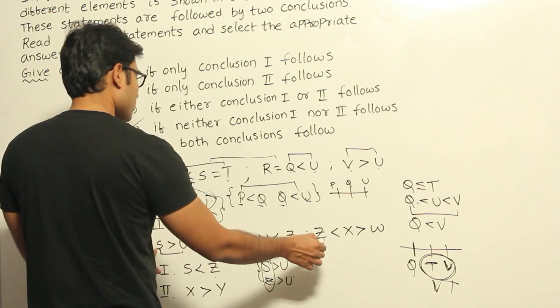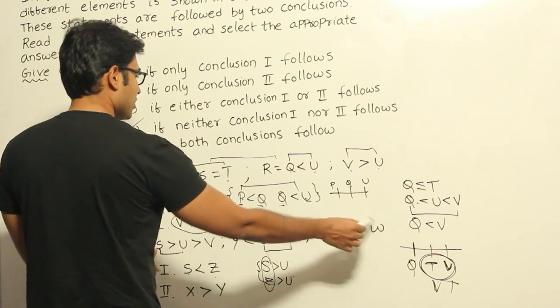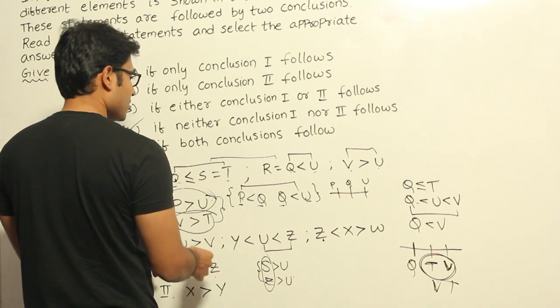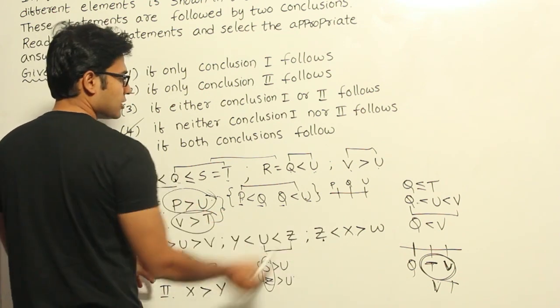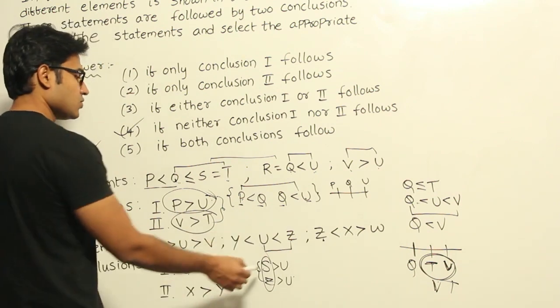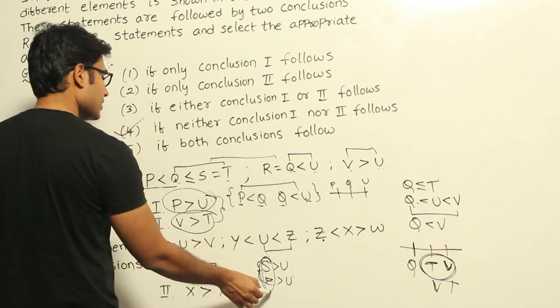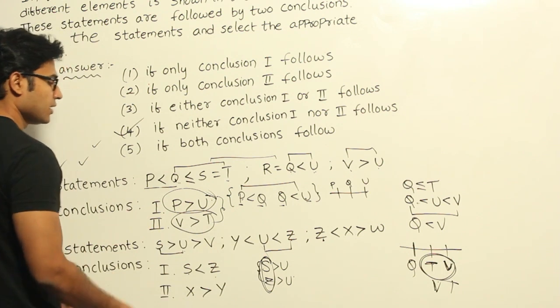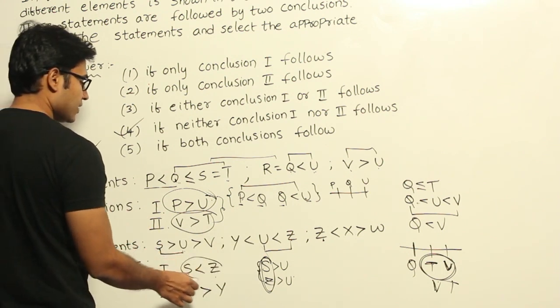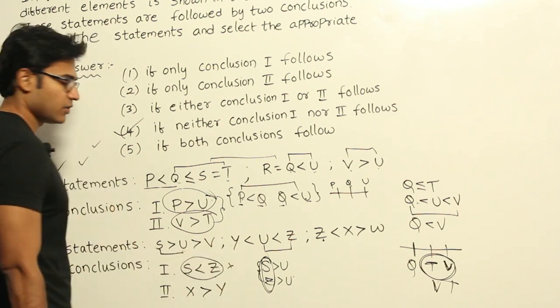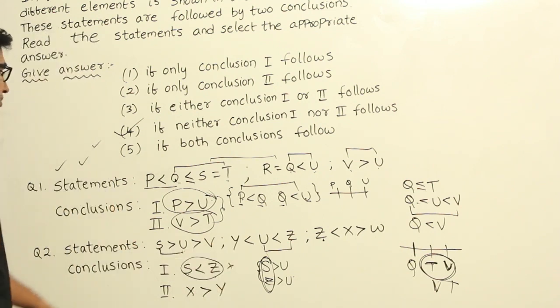Now if you try to use this statement, there is no common point between this statement and this statement, therefore you cannot use it. So the relationship between S and Z cannot be concluded. We cannot say anything about it. So saying that S is less than Z is wrong. And the next one is X is greater than Y.